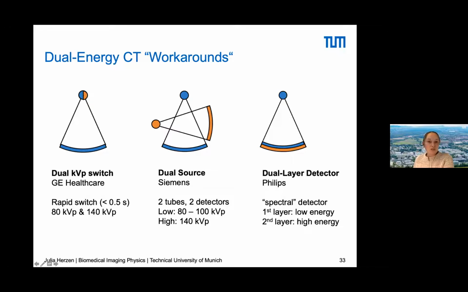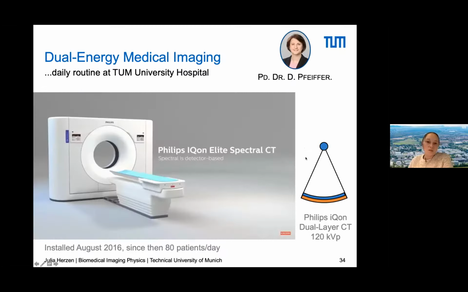And the Philips machine, for example, has a dual layer detector, where the lower energies are detected in the top part of the detector and the higher energies in the lower. And this is the machine which my cooperation medical doctor, Dr. Pfeiffer, at the clinics explained, and she gave me this nice, very convincing example, which I would like to share with you.